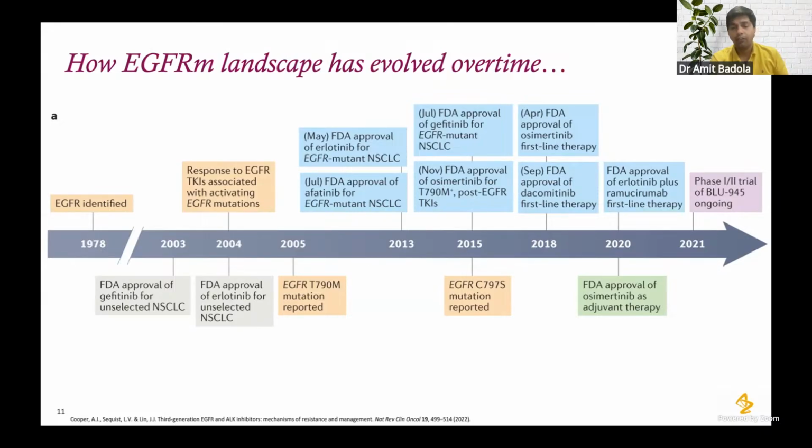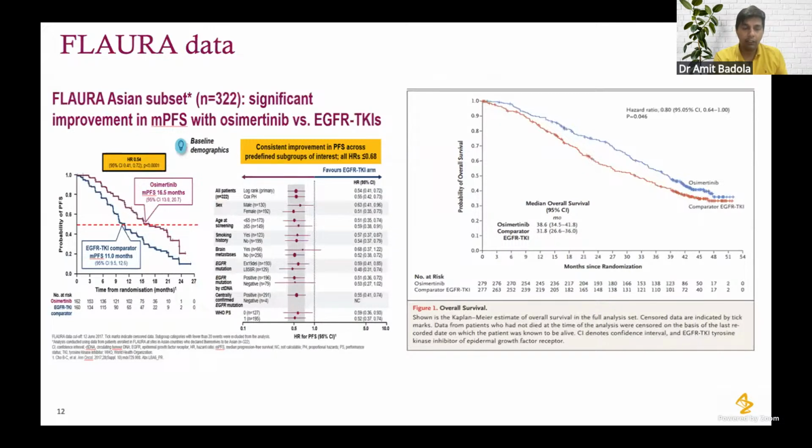And then in 2015, they came to know the mechanism of resistance with the first generation TKI, which was T790M mutation. Then osimertinib came into action, and it was approved in 2018 as a monotherapy. And now from 2018 to 2025, osimertinib is also approved in the adjuvant setting as well. Not only in the adjuvant, but after definitive CTRT, in the LAURA trial, osimertinib is approved as maintenance therapy.